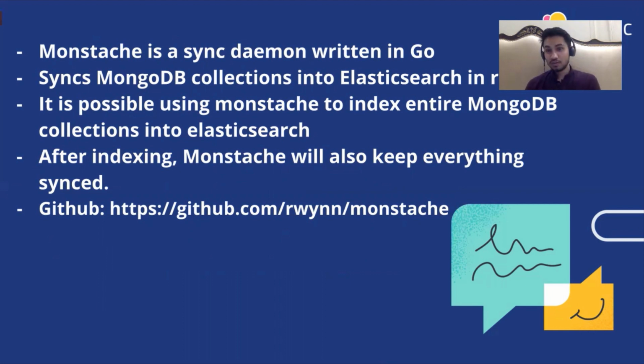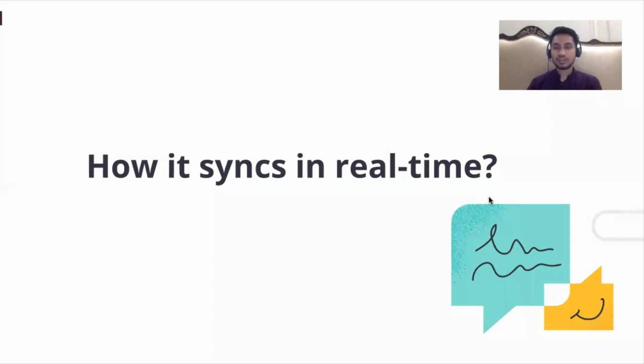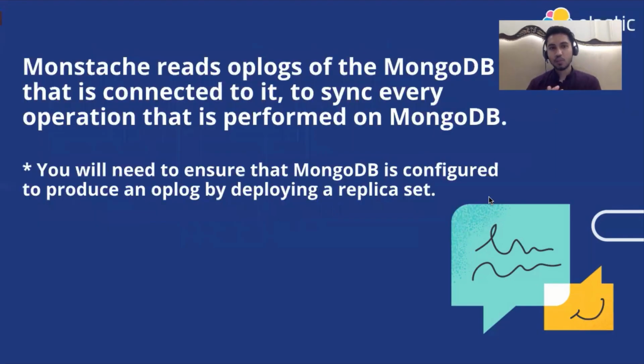It is possible for Monstache to index an entire MongoDB collection to Elasticsearch and then keep it synced. I have also provided the link for the Monstache repository. So how does it sync in real time? Monstache reads the oplog of the MongoDB that it is connected to. The oplog is basically the operation logs of the operations performed in MongoDB, and Monstache reads those logs and performs the relevant operations in Elasticsearch.